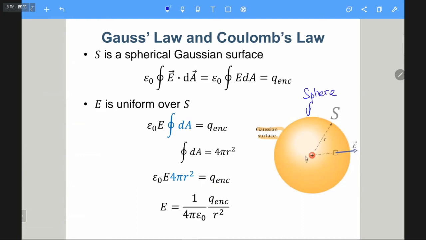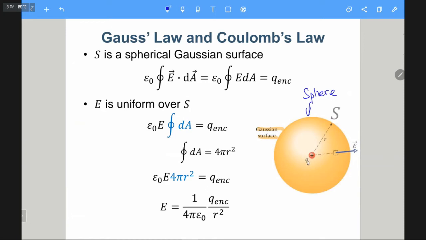Enclosing this charge, and the center of this sphere is actually at this charge. So we try to apply Gauss's law here. For this Gaussian surface, we have epsilon naught times this surface integral equals Q enclosed. According to our knowledge, E should be pointing outward if it is a positive charge. If it is a negative charge, it will be inward.